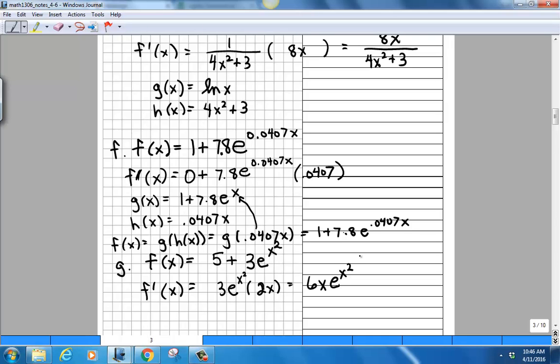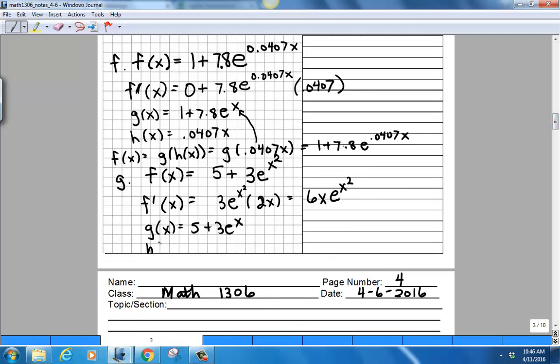So almost always when you differentiate an expression involving e, you're going to get that expression back again. So you should see in your answer there e to the x squared. It's just what's the rest of it that you're looking for. The decomposition of this, by the way, I think according to the homework, would be g of x is 5 plus 3e to the x, and then h of x, the inside function, would be just x squared.